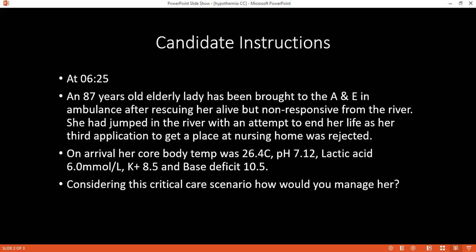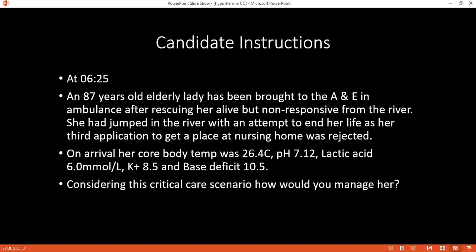Right, so if you have read and understood the critical care scenario, kindly please tell me, how would you manage this patient now? First, I will manage the patient according to the critical care scenario protocol. Yes, according to the PRIS protocol.